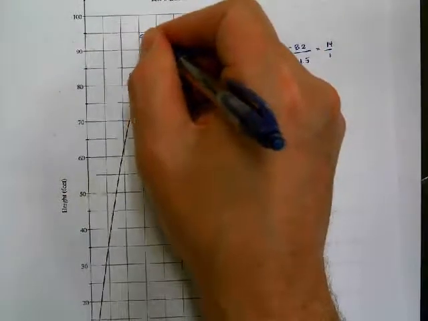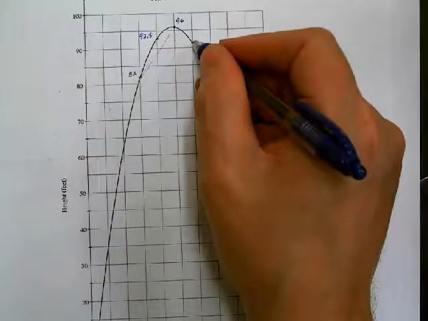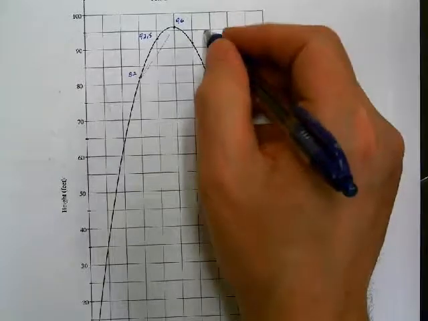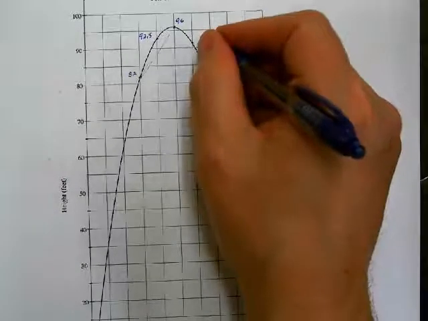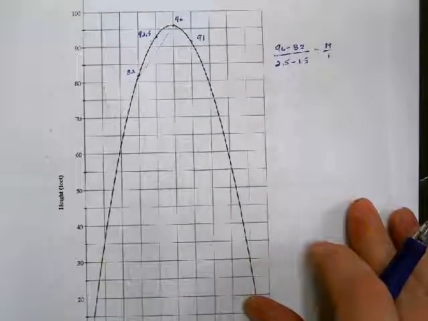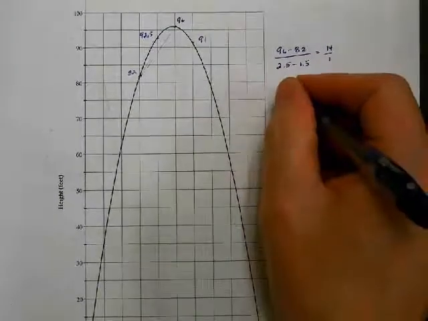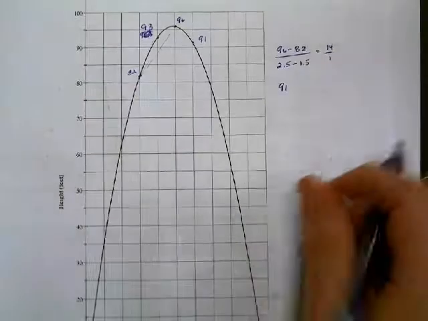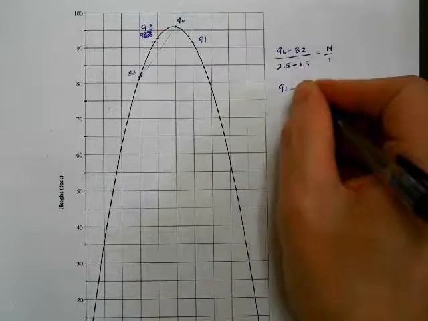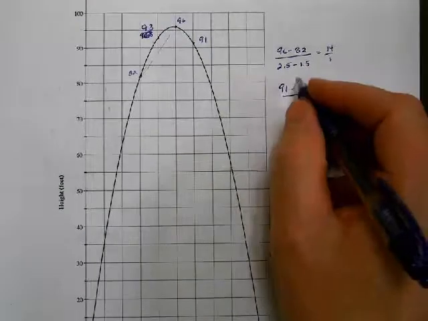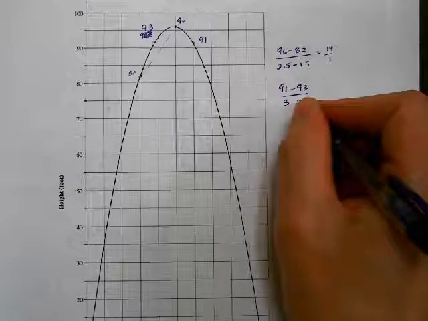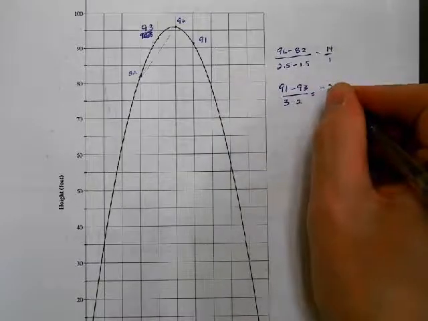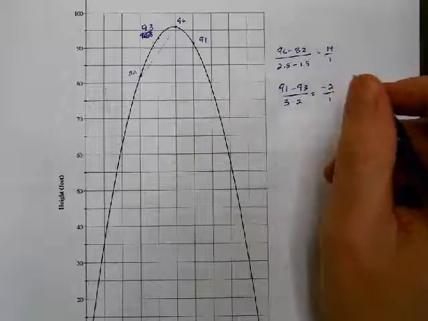And then here's 3 seconds right here. And I'm going to call that 91. All right, so I've got 91. Let's call this 93 just to keep our numbers nice. Let's call it 93 for funsies. So 91 minus 93. And we did 3 seconds minus 2 seconds. So in the numerator, I've got -2 over 1.